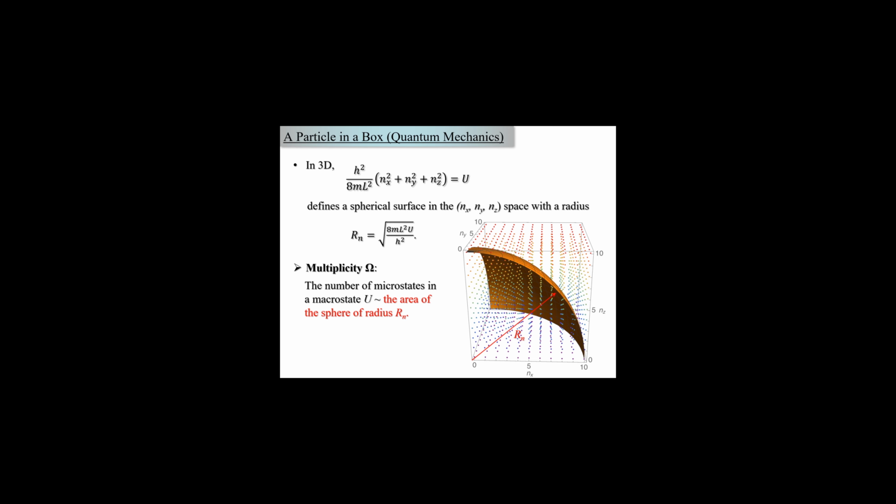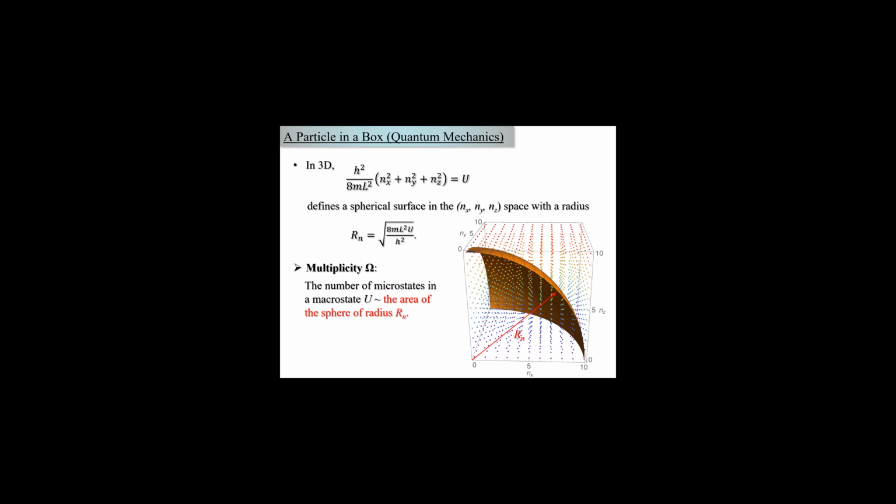So this equation here gives us a sphere, a spherical shell in n space, right? nx squared plus ny squared plus nz squared equals a constant is the equation for a spherical shell of radius r sub n, where r sub n is given by the equation in the center of the screen. And instead of using the length of a line in 2 dimensions, we now use the surface area of this spherical shell in 3 dimensions to indicate the number of microstates at a given energy.